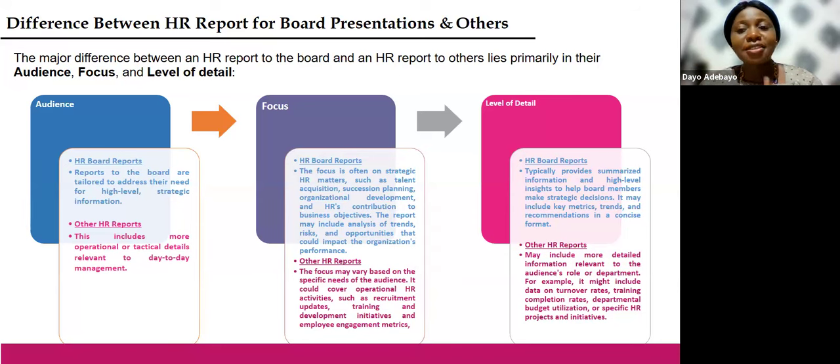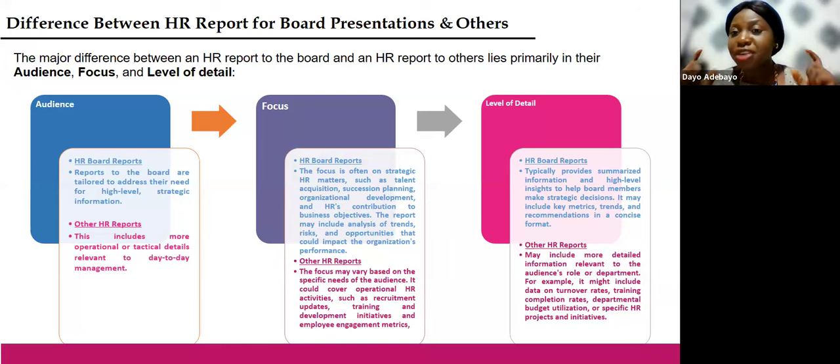Like I said earlier, there's a key difference between the data I want to present, the aspect of analyzing the data, and another aspect of presenting that data in a way to suit the business need. If you have the data and it is not properly analyzed, then we're going to have a problem. So analyze the data and present it in the right format to suit the business needs. So that is the focus: strategic HR matters. We are talking about key outcomes or key areas, from talent acquisition, succession planning, organization development, and the HR contribution to the business objectives.